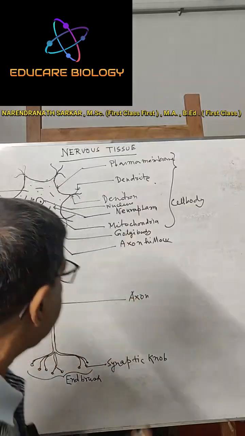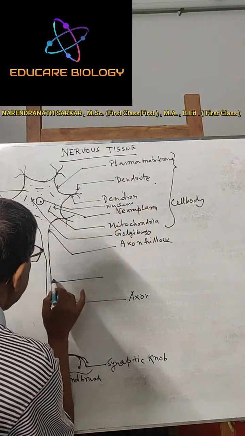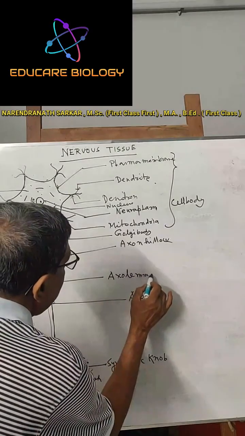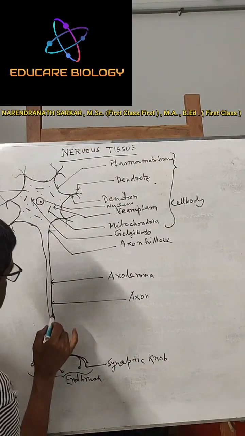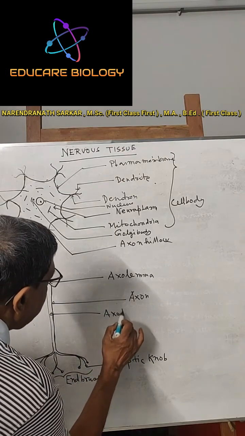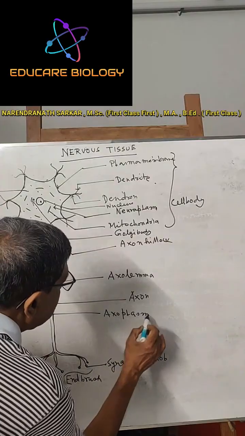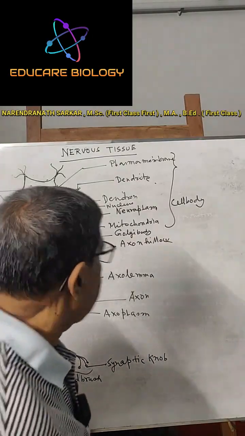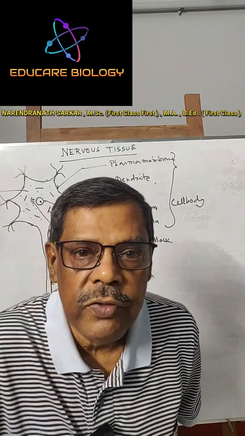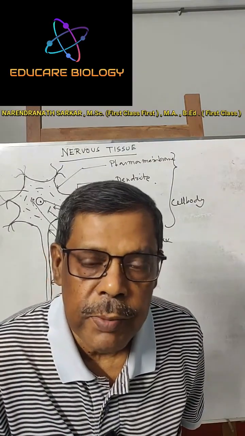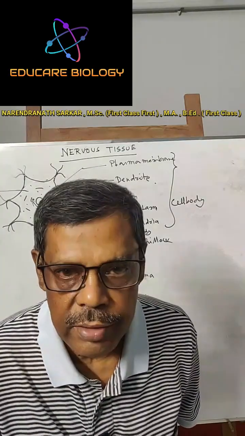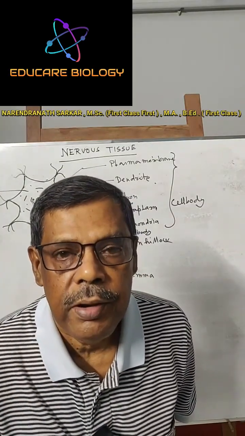Next, the axon is composed of an axon cylinder. The axon cylinder is bounded by a membrane, the axolemma. Within the axolemma, there is axoplasm. Outside the axolemma, there is the medullary sheath, or myelin sheath, which is formed of lipid or fat.